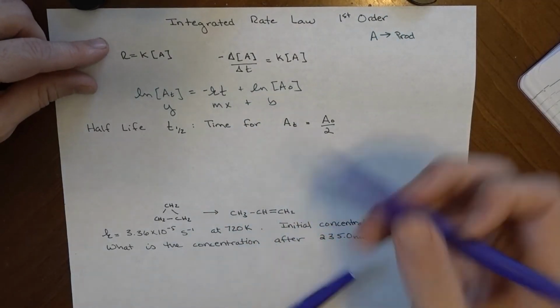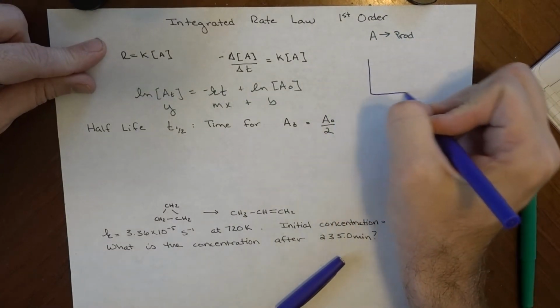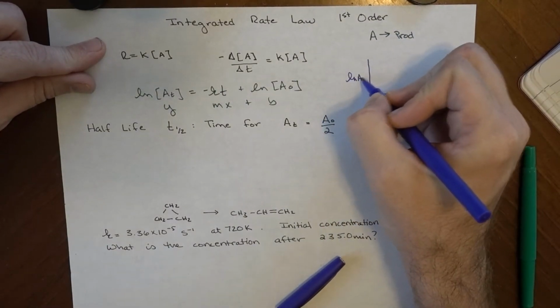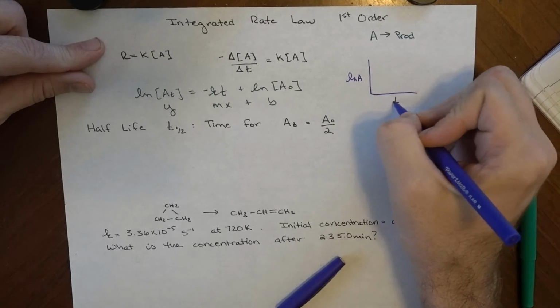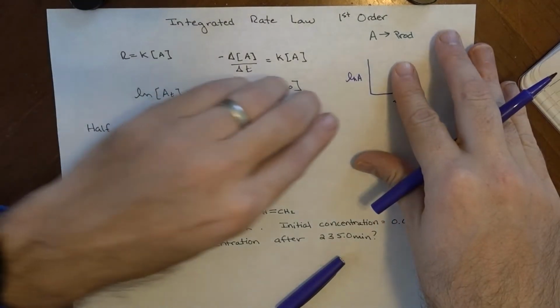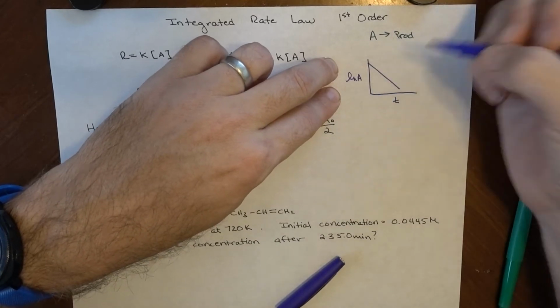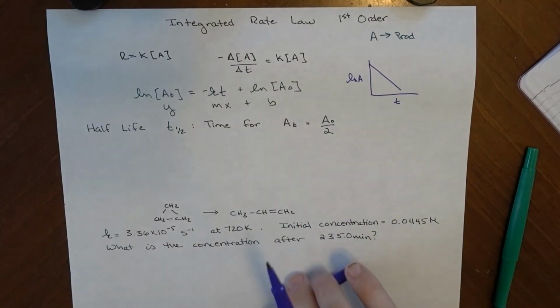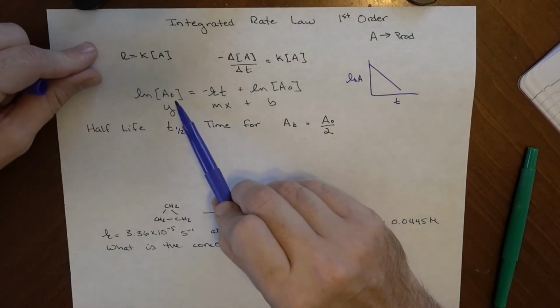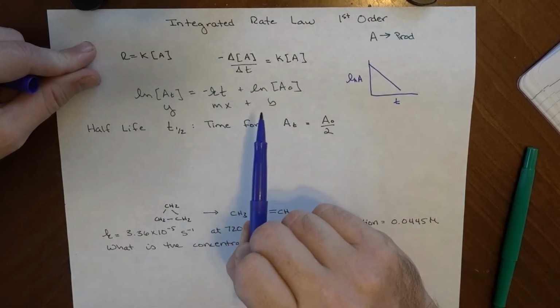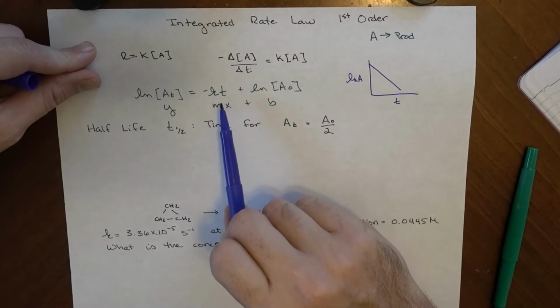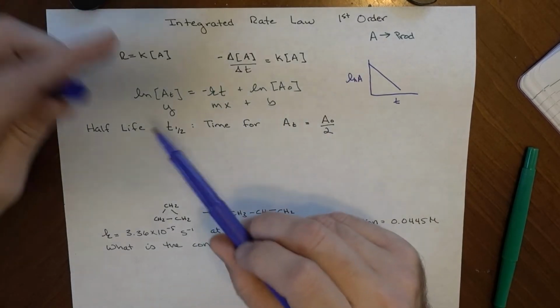And so if this were to be plotted, natural log of A on this side and time on this side, we would see some sort of line that slopes downwards like this. Okay, so that is the integrated rate law, and the really nice thing this does is put concentration and time in a relationship with each other, so we could predict how much of something might be left after a certain amount of time has passed.